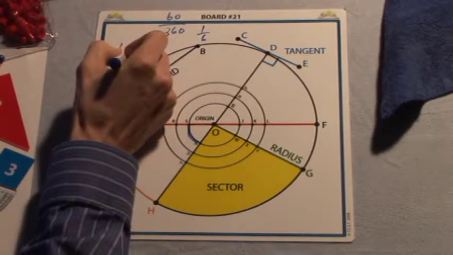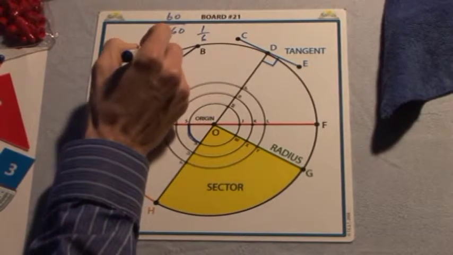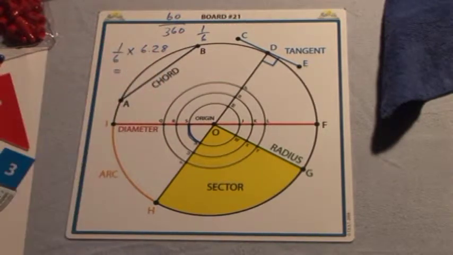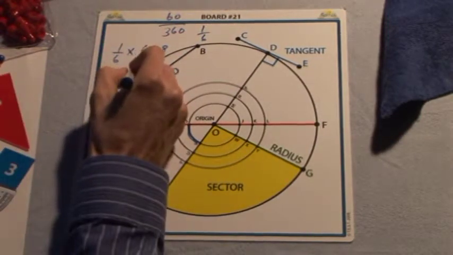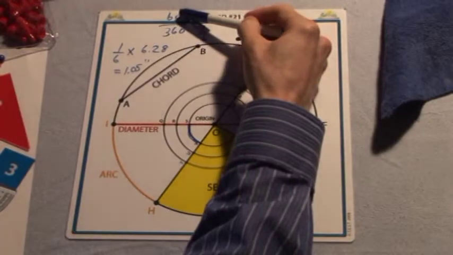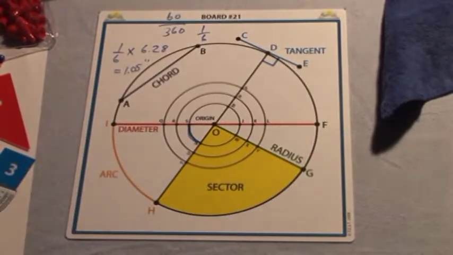So 1/6 times 6.28 from before, and that gives us the entire circumference of 1.05 inches. So all you have to do is take the angle of measurement, divide it by 360 degrees within the circle, and multiply it by the circumference of the entire circle to give you the arc length.